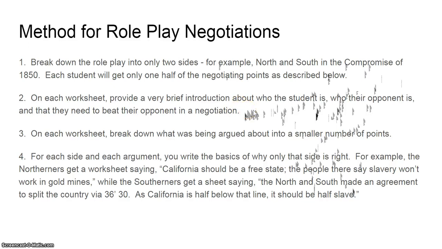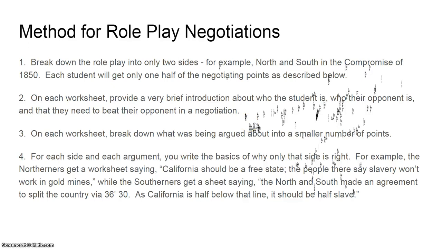On each worksheet, break down what was being argued about into a smaller number of points. So like 4 or 5 arguments total. These arguments are going to take a while, so you really don't want to go over 5 in about an hour period. For each side and each argument, you write the basics of why only that side is right.